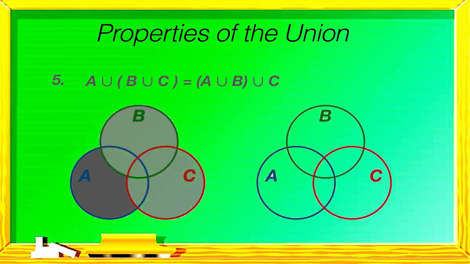Taking the right-hand side, we start with the union of A and B, and then take the union of that with C. And just as before, we get all the elements from all three sets. This rule actually generalizes to any number of sets, and you can take the union in any order you like.